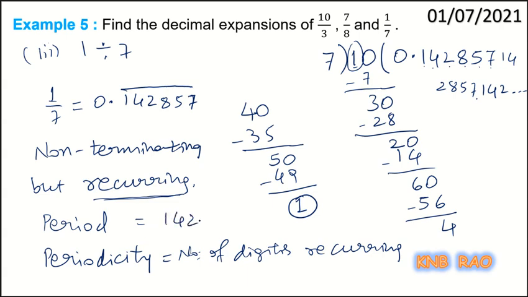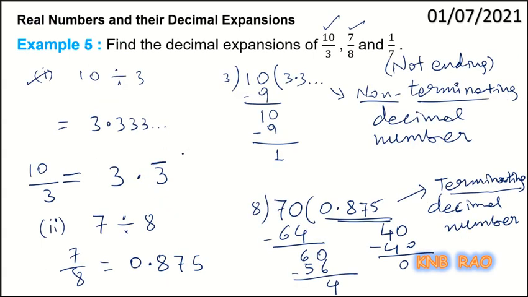So the period is 1, 4, 2, 8, 5, 7, in the same order it will keep repeating, and the number of digits repeating is 6, it is called periodicity. So these are the two important terminologies which you have to understand for a non-terminating but recurring decimal number. Now when it comes to this 10 by 3, here periodicity is 1 and period is 3, because there is only one digit repeating.